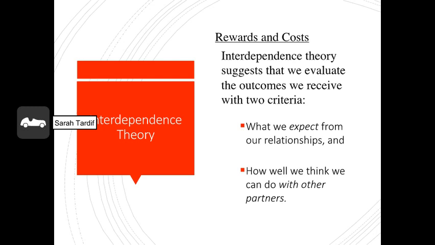It suggests that we evaluate the outcome of the relationship with two criteria. And this is what explains our satisfaction, these criteria. So rewards minus costs equals outcomes. And then we figure out if that outcome is satisfying or not, dependent on what we expect from our relationships and how well we think we could do with a different partner in another relationship.